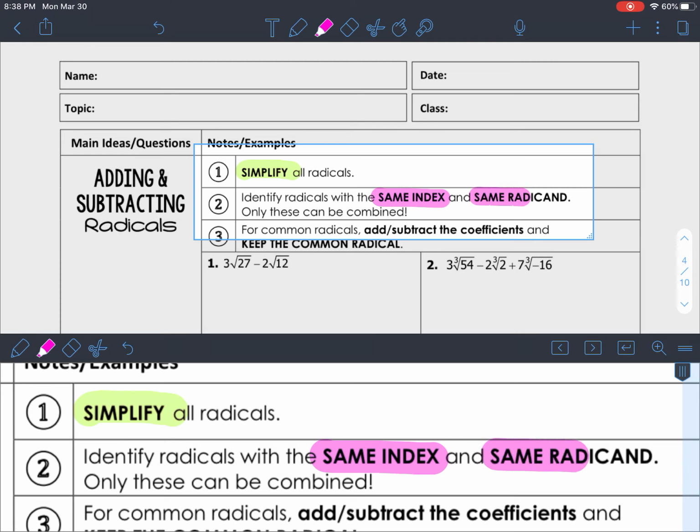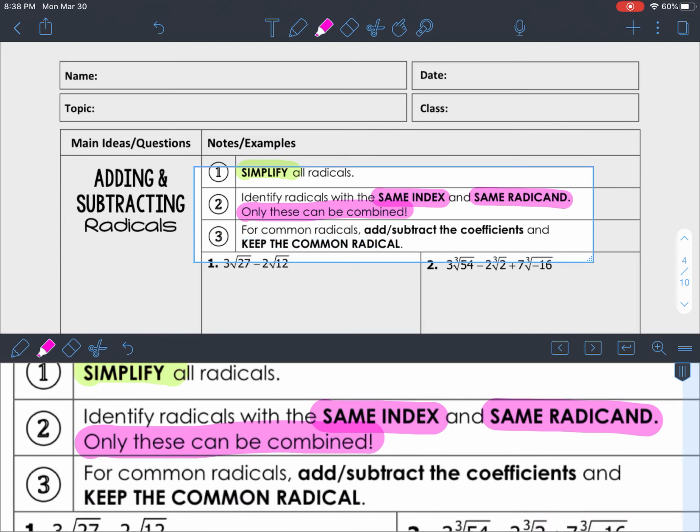The second thing that needs to be the same is the radicand. So all the numbers underneath of that radical symbol need to be the same. A way that you can think of this is like terms. You wouldn't add an x and a y because they're not the same variable, but you could add an x and an x. That's the same concept here. The numbers underneath the radical need to be the same in order to add or subtract them, and only then can they be combined. Just like we combine our like terms, they have to be the same thing for the radicals.